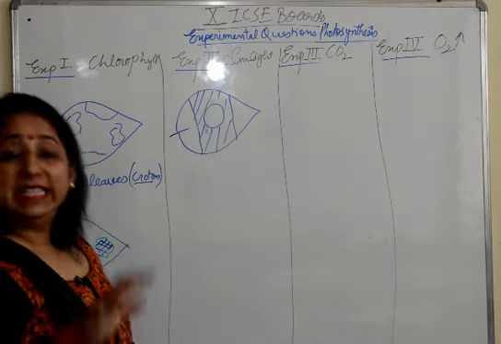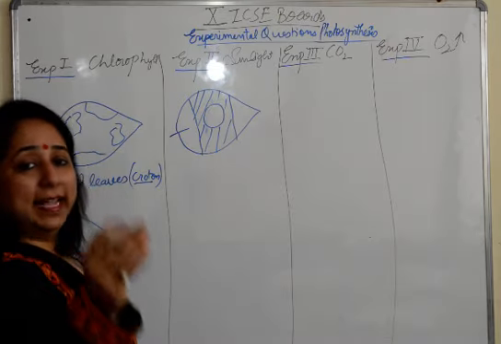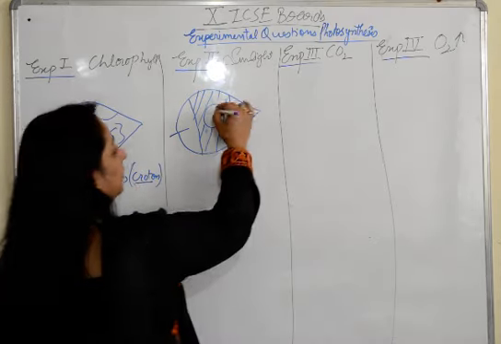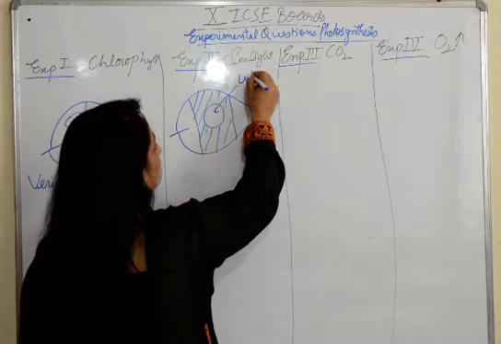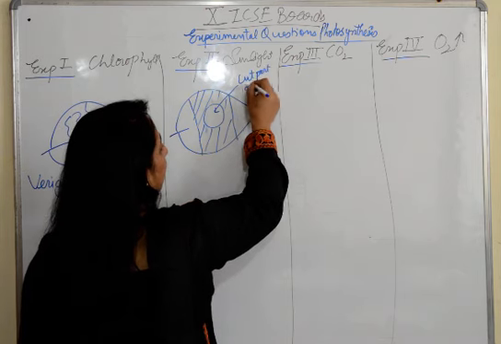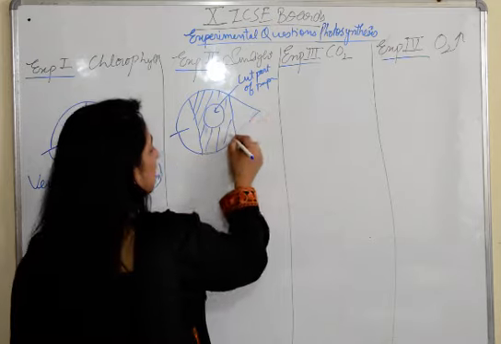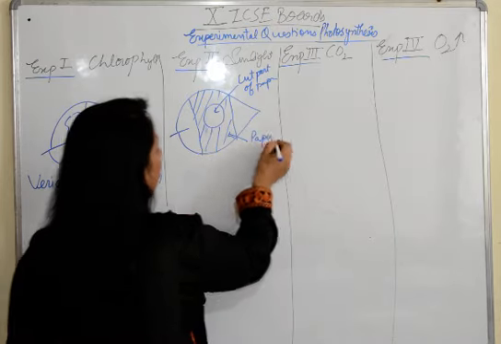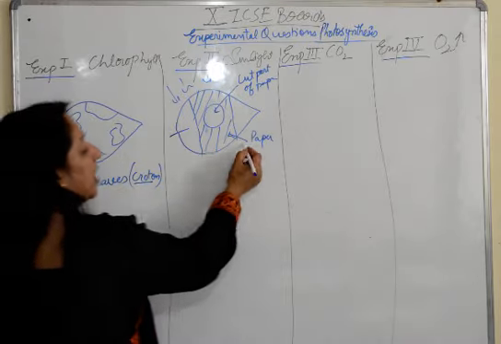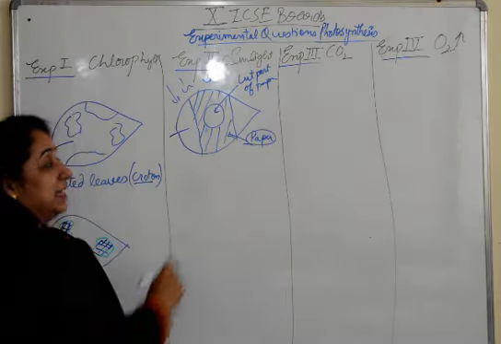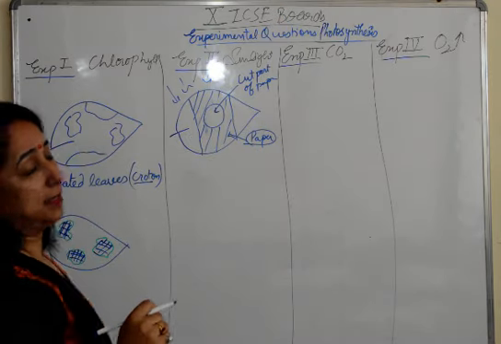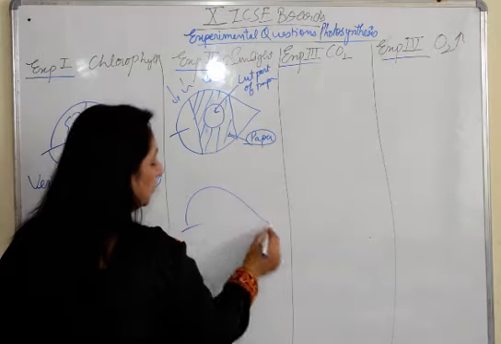What do we do? Destarch the plant, then take that plant, and over 2-3 leaves we'll place a strip with a cutting. This is the cut part of paper, and this is the paper. Now what happens? Sunlight falls over it and the sunlight is unable to reach the part which is covered with paper. And it just reaches the part which is exposed to sunlight. So what do we do now? We perform an iodine test.